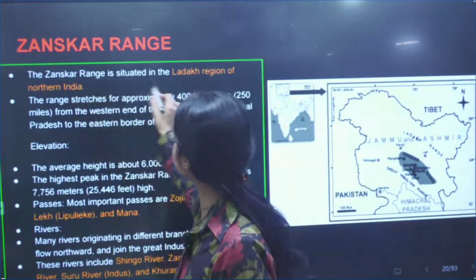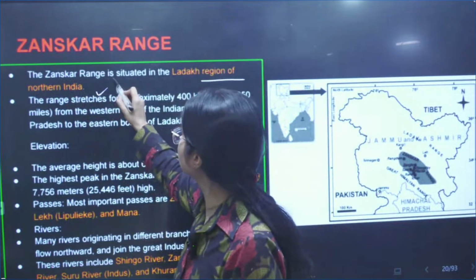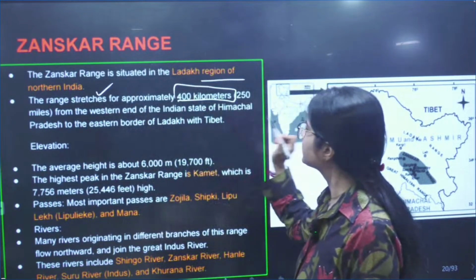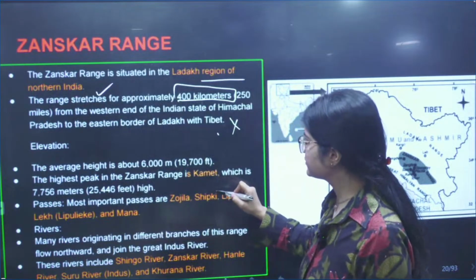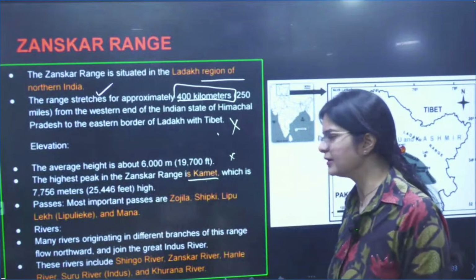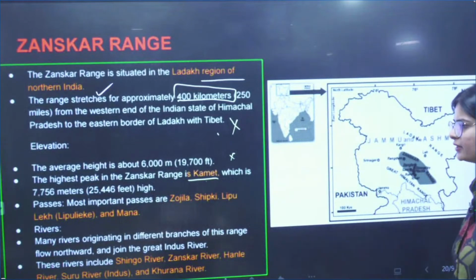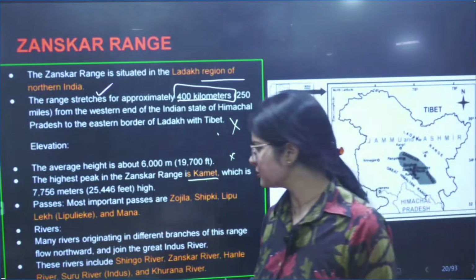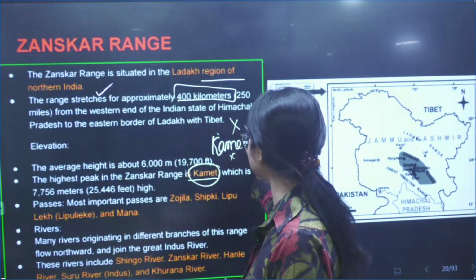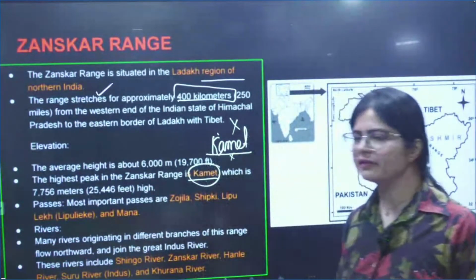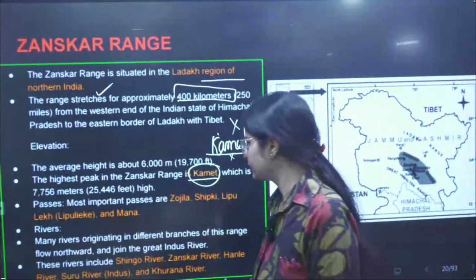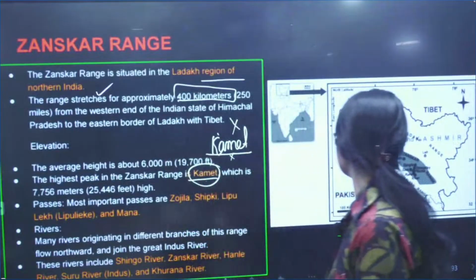Just understand, the Zanskar Range is situated in the Ladakh region of northern India. The range stretches 400 kilometers, right? This is not needed to be added. Next, average height is not needed. The highest peak in this, right, write down this point. The highest peak in the Zanskar Range is Kamet, which is 7,756 meters.